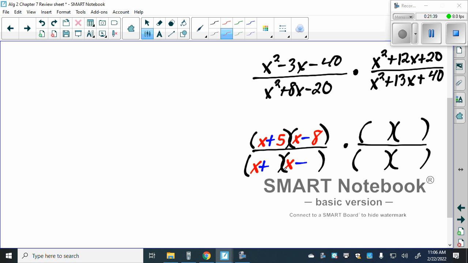Now we need to look at the factors of 20, which are 1 and 20, 2 and 10, 4 and 5. It would be very tempting to use the 4 and 5, but unfortunately it's 10 and 2, because if we did use 4 and 5 and checked it, we would get either positive x or negative x as the middle term. So unfortunately, it doesn't work for this one. So for our first rational expression, we don't have anything in common on top and bottom. What that means is I'm expecting something in the second one to be in common on top and bottom.